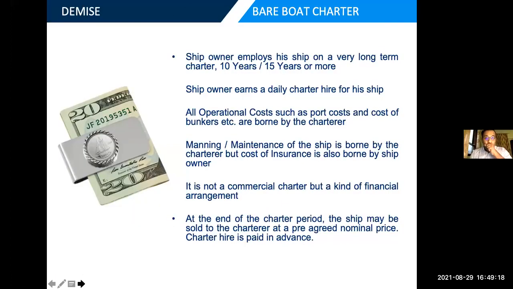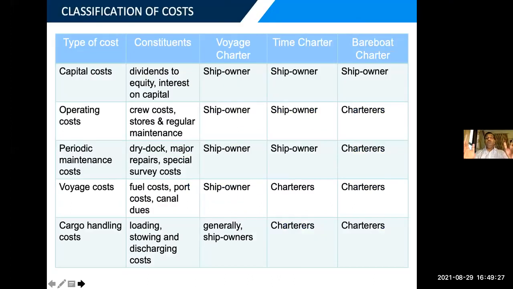Okay. I hope all of you understood these three terms: voyage charter, time charter, bareboat charter, and how costs are apportioned between them. Now look at this slide. This slide explains it all. How is the cost apportionment done between the ship owner and the charterer for different types of charter?